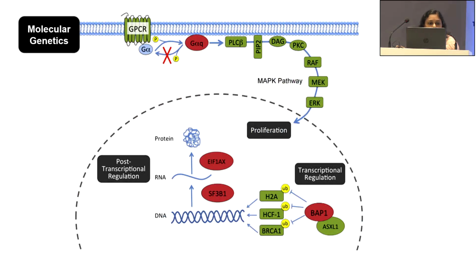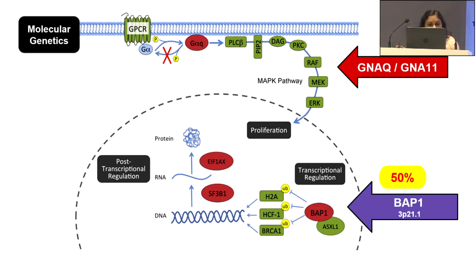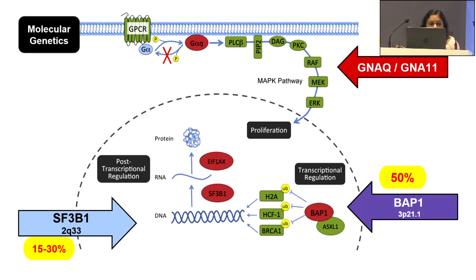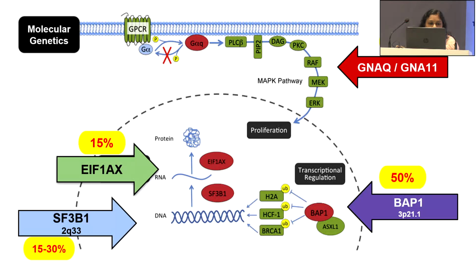Now you see molecular genetics. Nearly 85 to 94% of uveal melanomas were associated with mutations in the alpha subunit of G proteins, which are involved in the MAP kinase pathway. Nearly 50% had a BAP1 mutation, another 15 to 30% had a mutation in the spliceosome SF3B1, and another 15% had a mutation in the translation initiation factor.